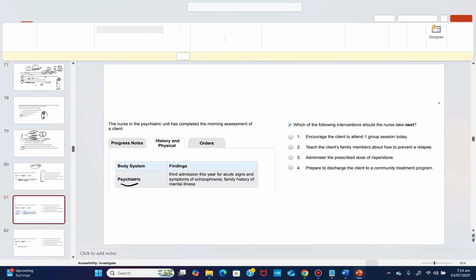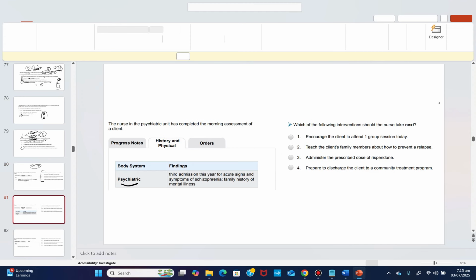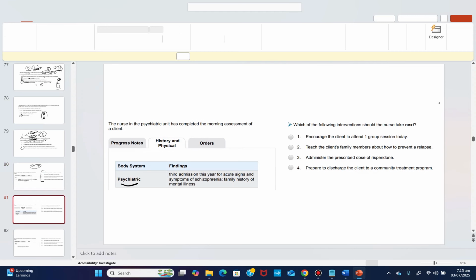Now, the physical aspect of the client, the history and physical, says this is the client's third admission this year for acute signs and symptoms of schizophrenia, which also shows that yes, they are showing these signs. You can see the signs right here. So of schizophrenia, right? I don't need to start asking myself, oh, is this a sign of schizophrenia? Are they withdrawn? I'm like, wow. So you still have to think about it when it is clear that the history and physical is stating that is the authority for having those signs? No, you don't need to think about it.